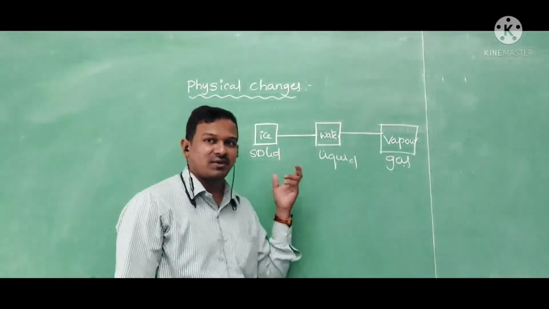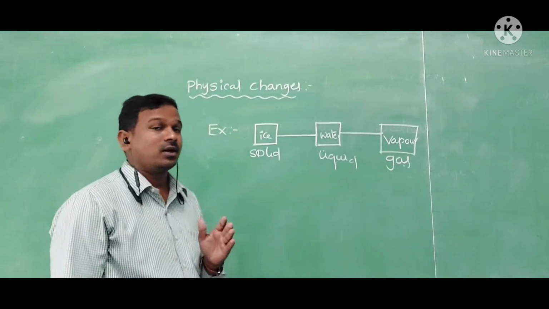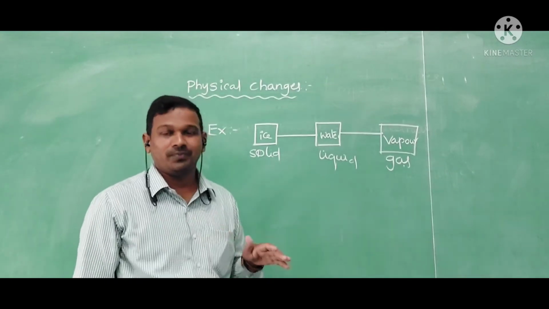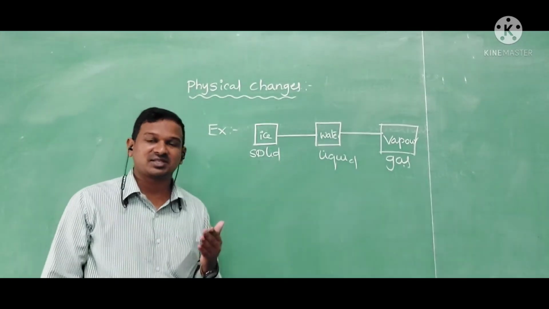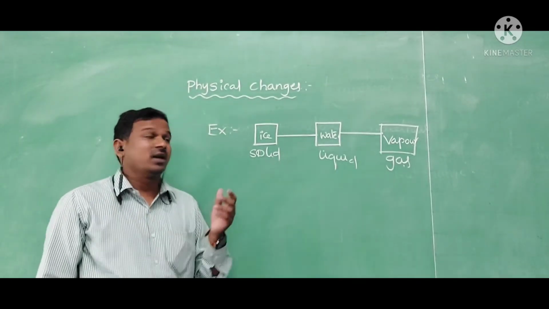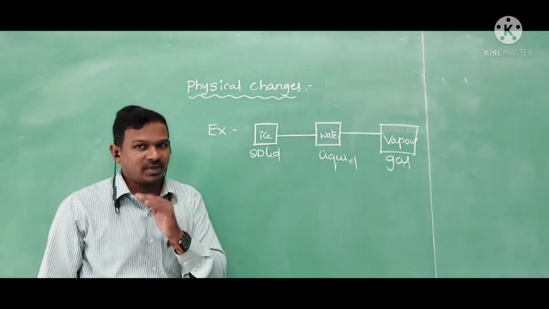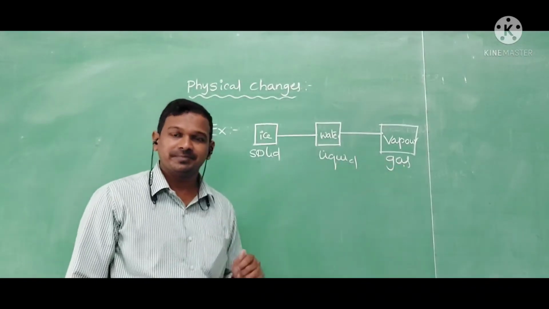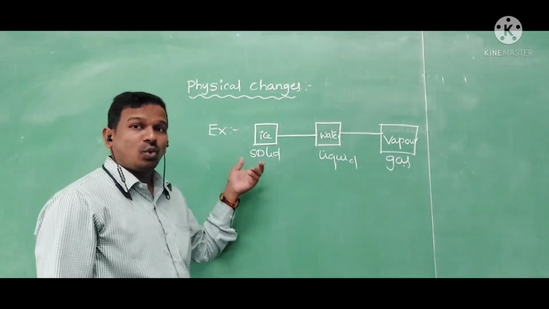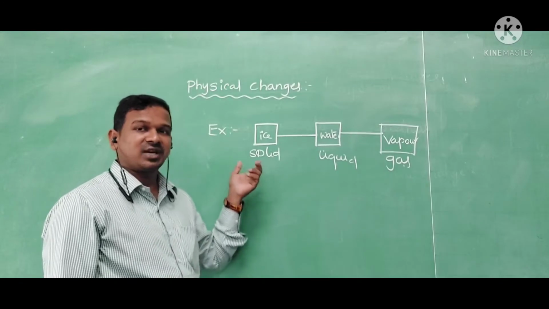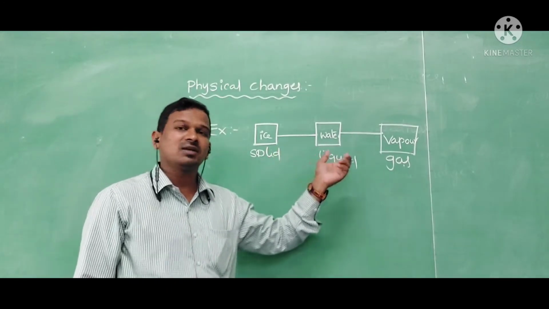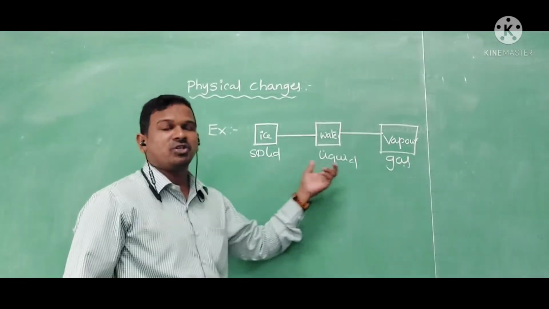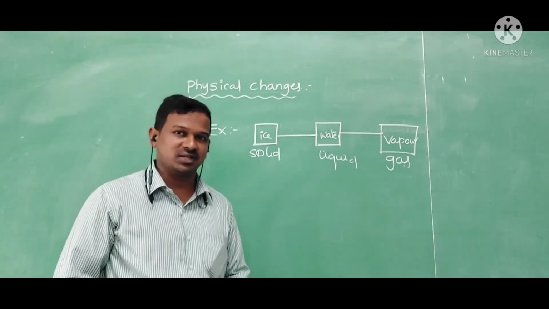Are any new substances forming here? No. Is the chemical composition of the water changing here? No. So what is the definition of a physical change? A physical change is also called a temporary change, in which no new substances are formed and there is only a change of the physical state or physical properties of the substance, and the chemical composition of the substance also does not change.